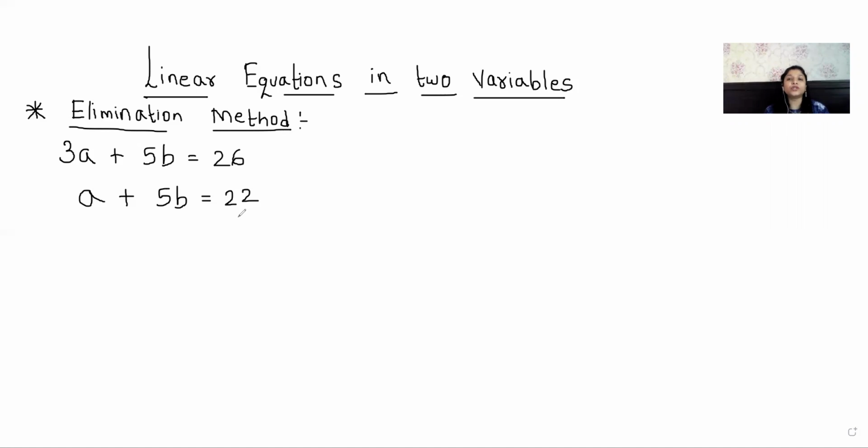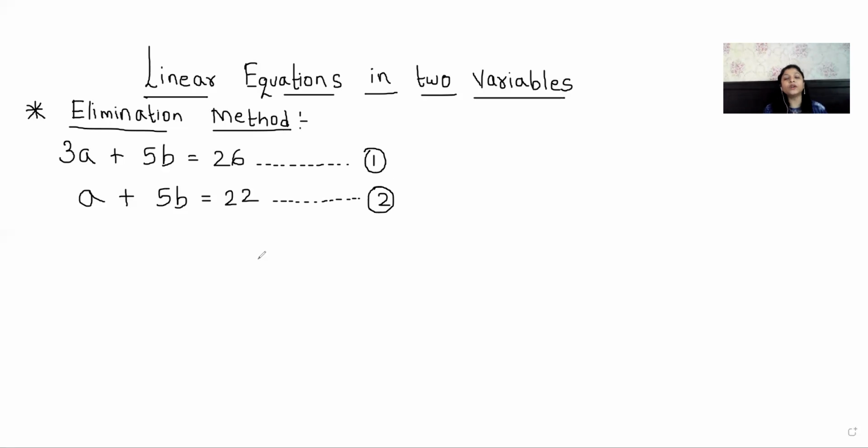Number 1, both the equations should be in the standard form. What is the standard form? Both the variables should be on the left hand side and the constant should be on the right hand side. We'll check, do we have that? 3a plus 5b, variables are on the left hand side, constant is on the right hand side. Yes, the first equation is in standard form. We mark it as equation number 1. Next, a plus 5b, both the variables are on the left hand side, 22 constant on the right hand side. Yes, it is in standard form. We mark it as equation number 2. We have both our equations.